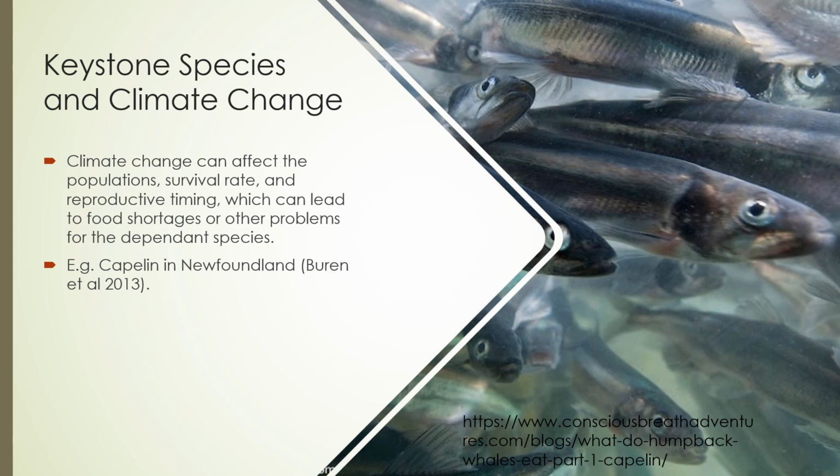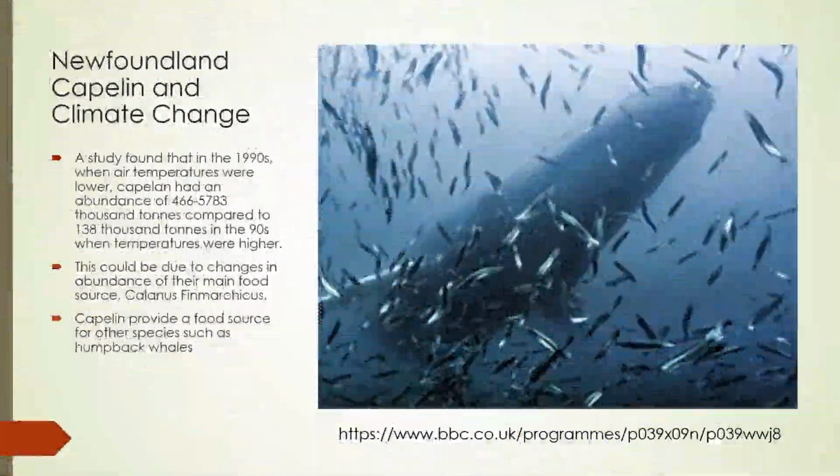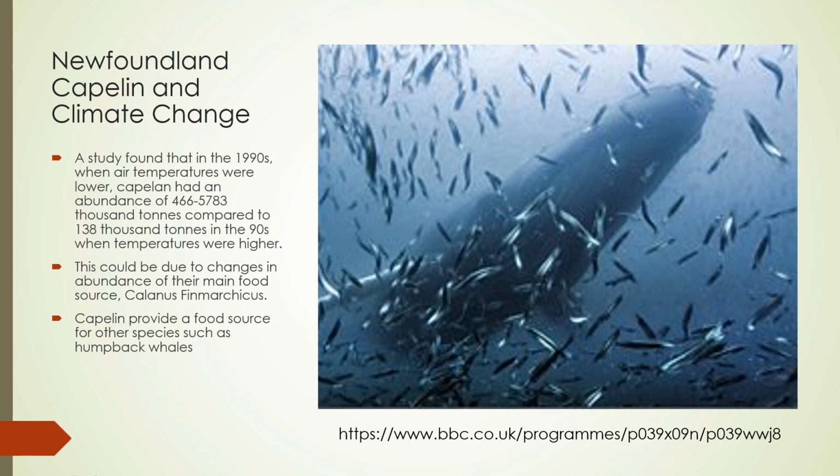An example of a keystone species that is affected by climate change is the capelin in Newfoundland. Studies have shown that capelin are more abundant when the climate is cooler than when it is warmer. It is thought that this may be due to changes in the abundance of their food sources. Capelin are an important keystone species for predators such as the humpback whale.